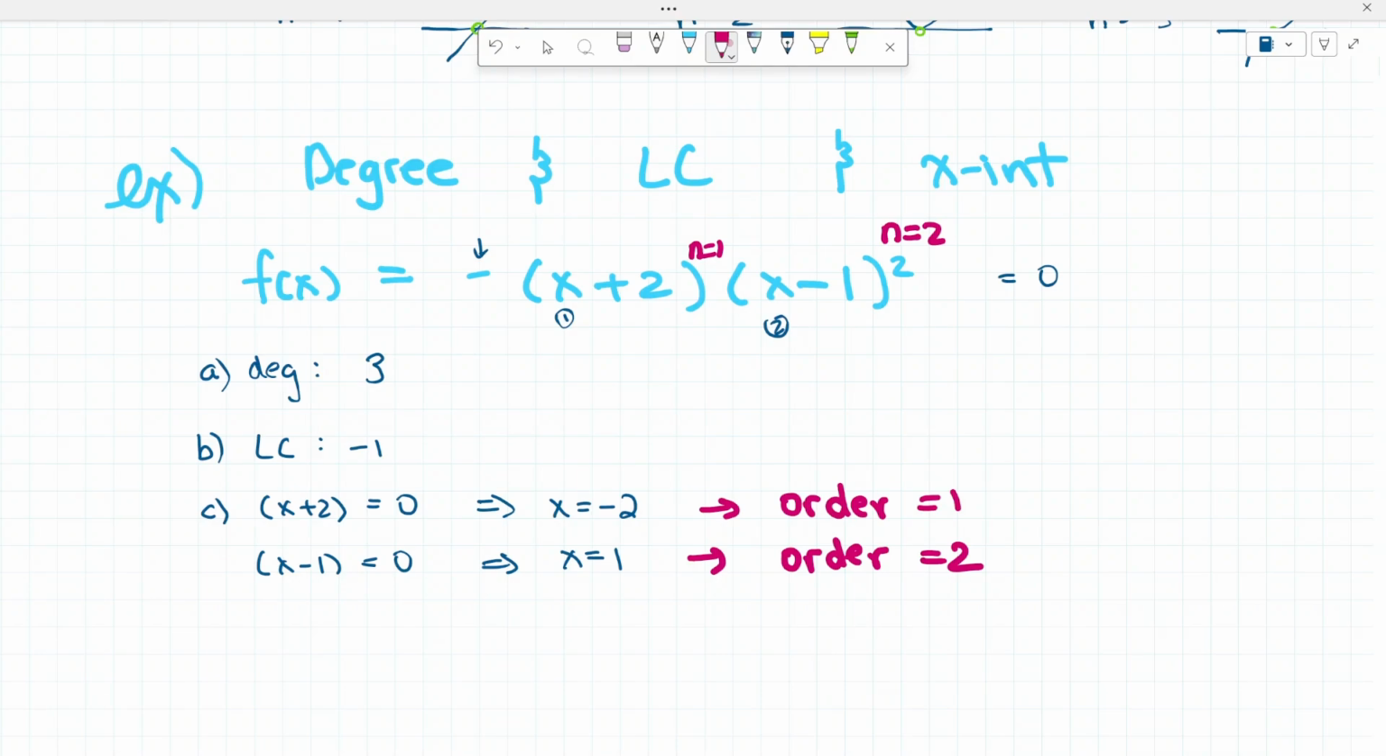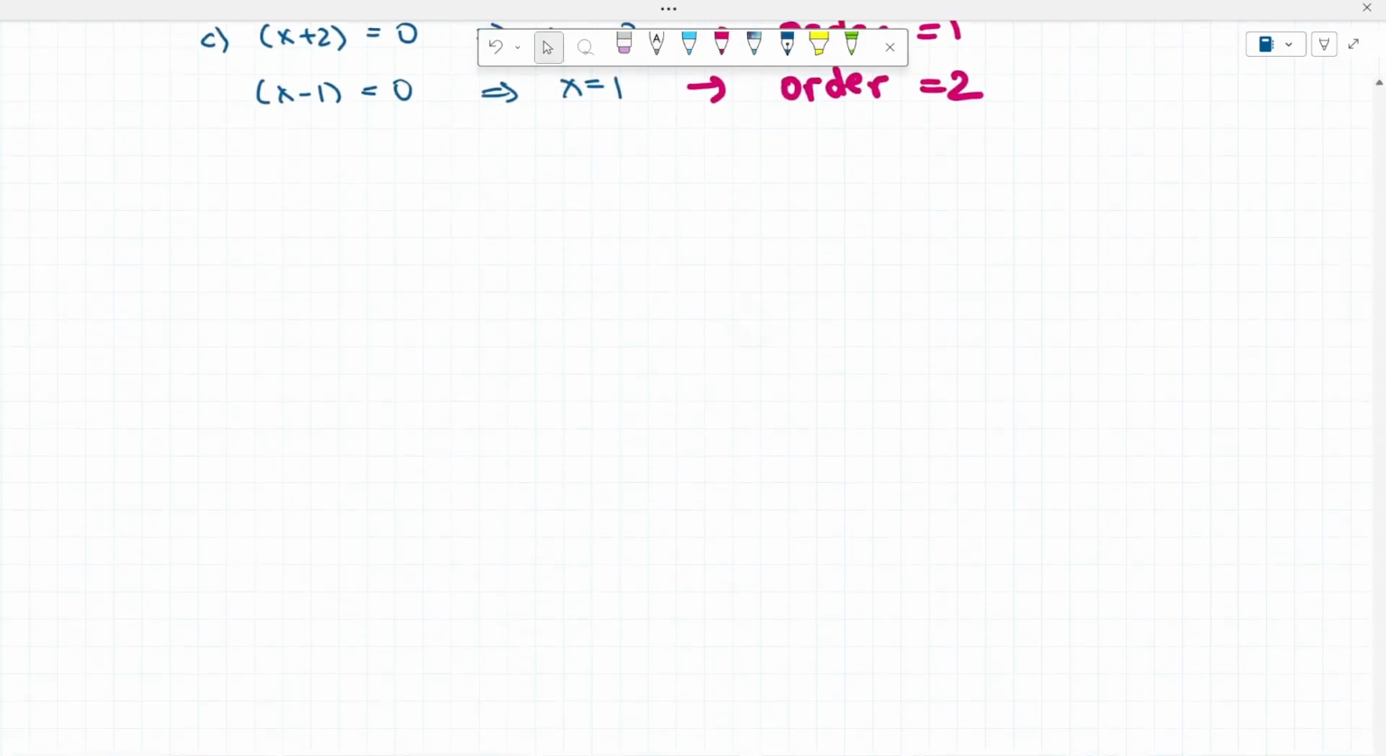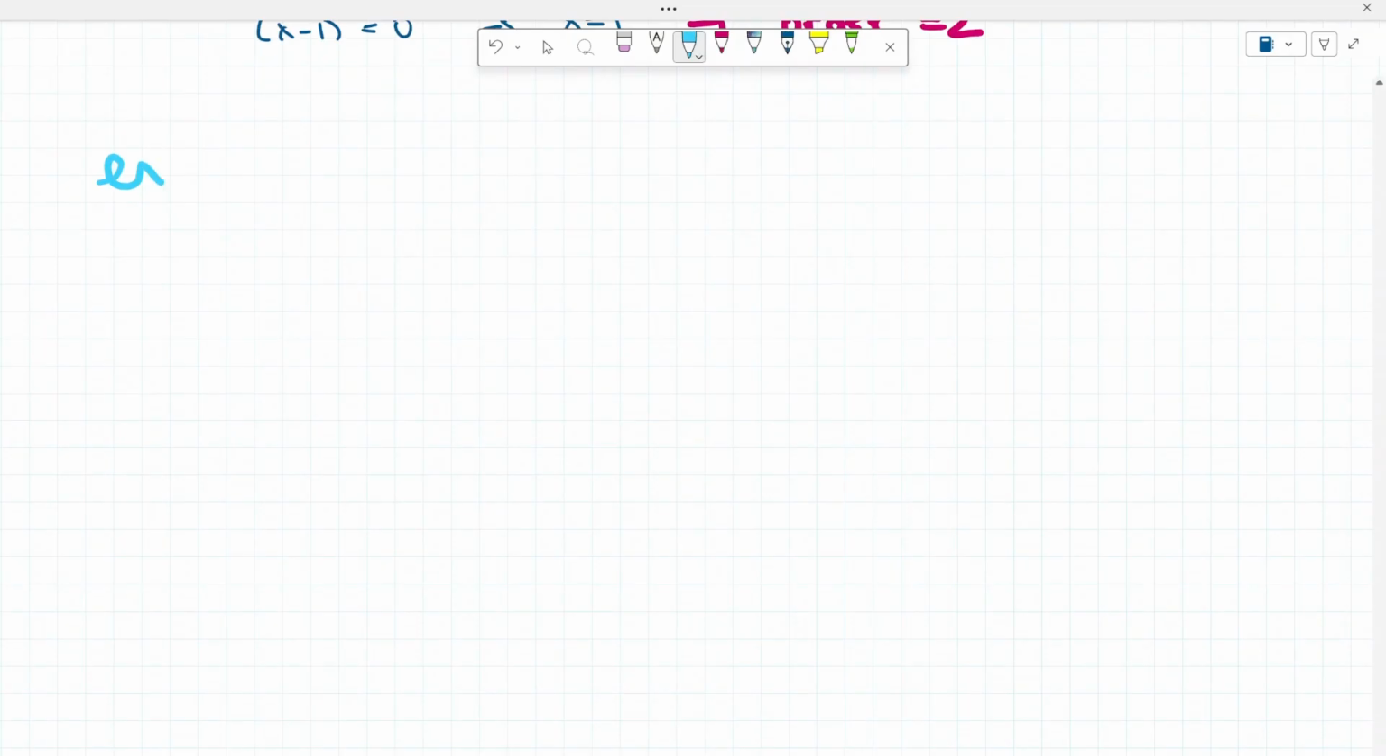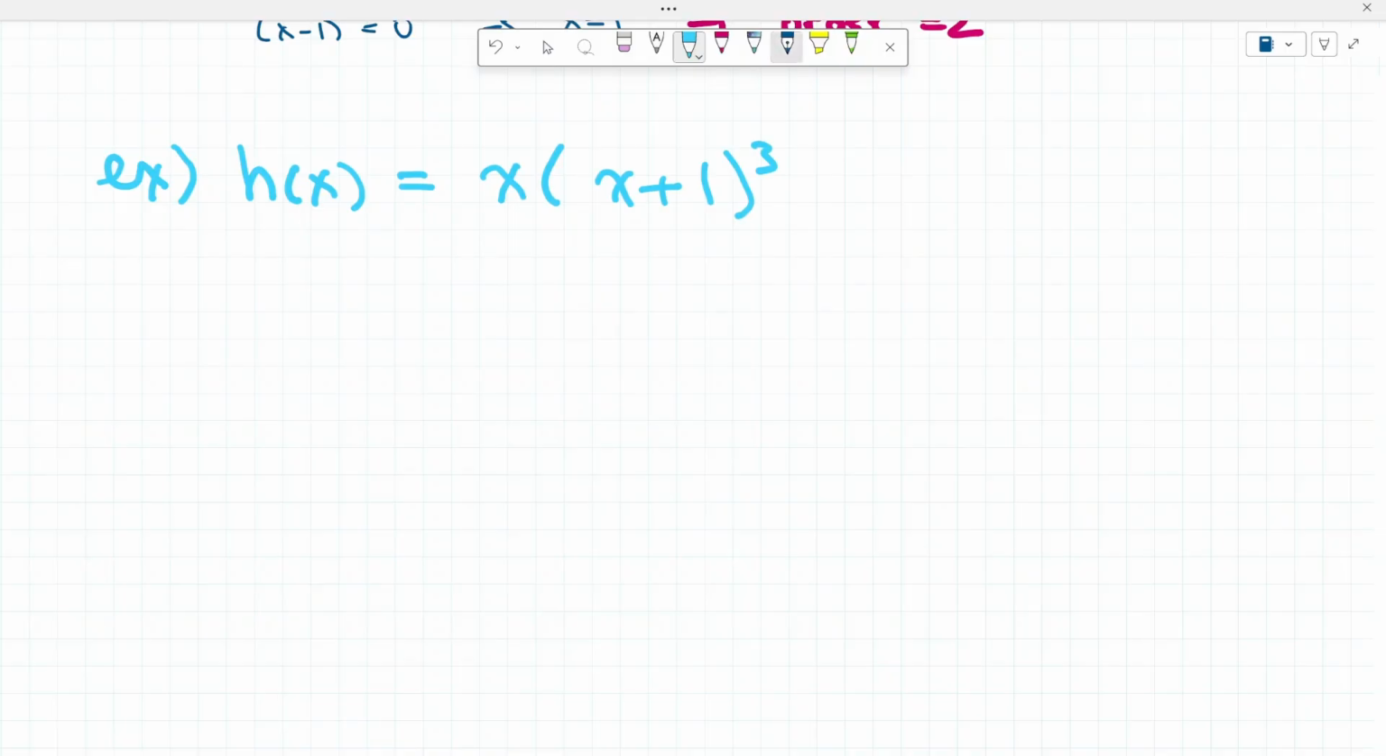Okay, so let's do an example with the sketching. So here, what if we were to have h of x equals x multiplied by (x plus 1) to the power of 3. So let's go through our analysis. Our degree here equals 4, because we have x to the power of 1 and (x plus 1) to the power of 3, so you can add those exponents, which gives us 4. Our leading coefficient here is going to be +1.